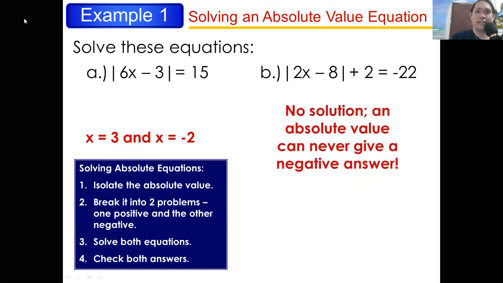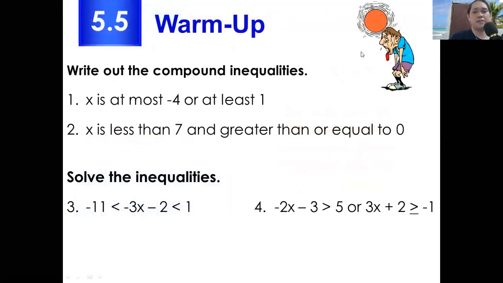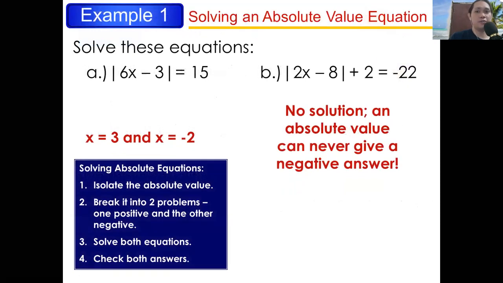Why no solution for letter B? Because your right side is negative 22. Whether you solve this one, that will still give you negative numbers on the right side of the equation. So there is no solution. So as I have said, an absolute value can never give a negative answer. Please do not forget that one.